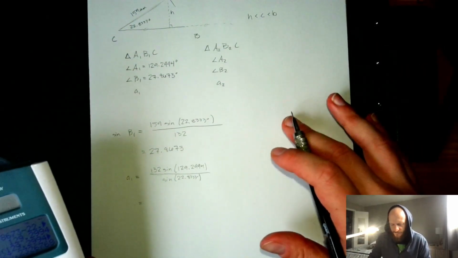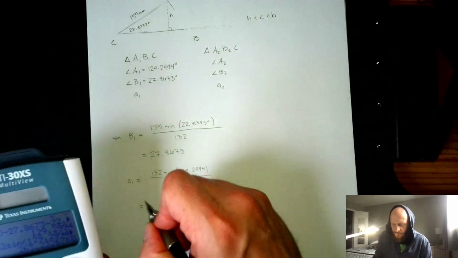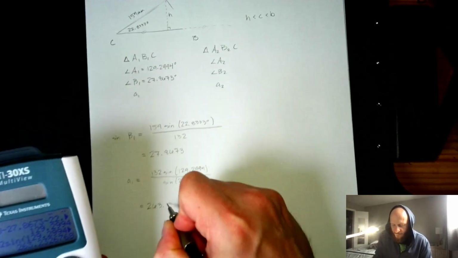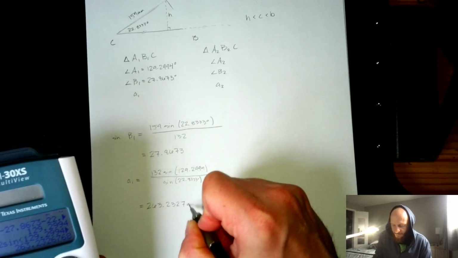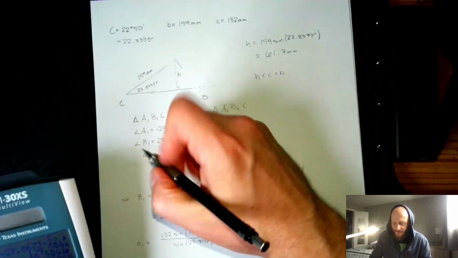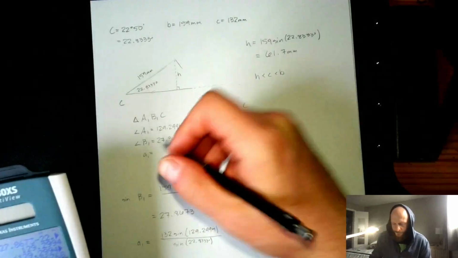Let's see, so what did it just give me, and does this make sense? It says A1 is equal to 263.2327 millimeters. And yeah, I think that makes some sense.